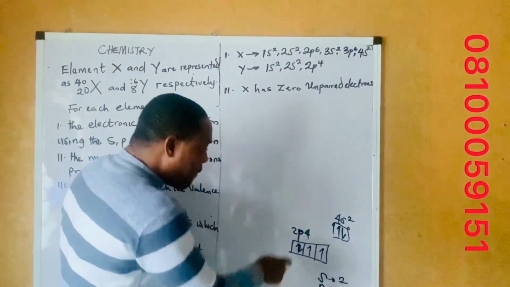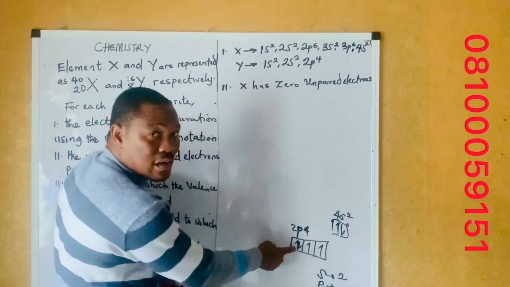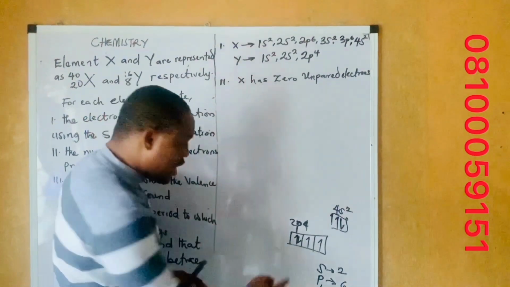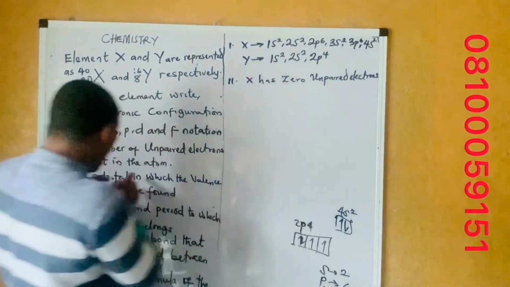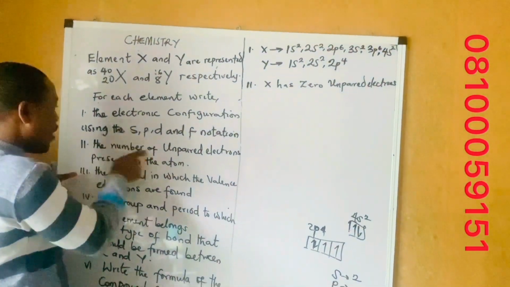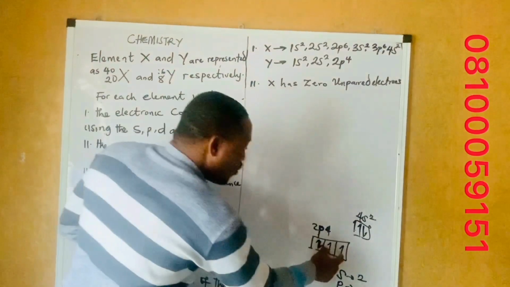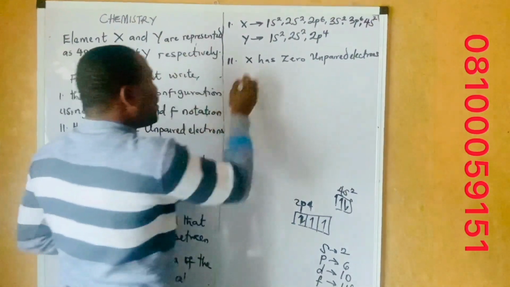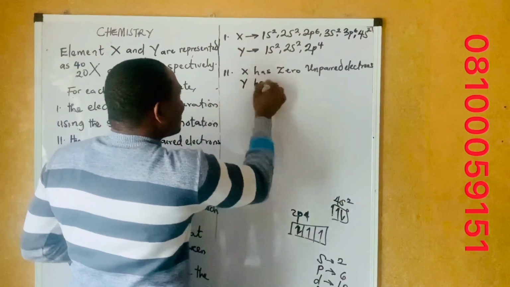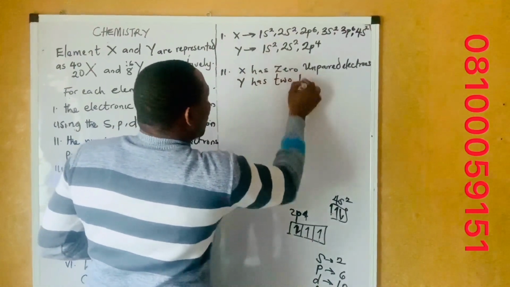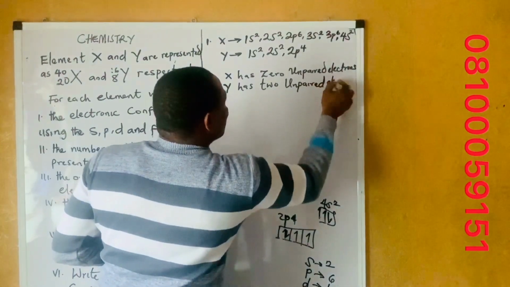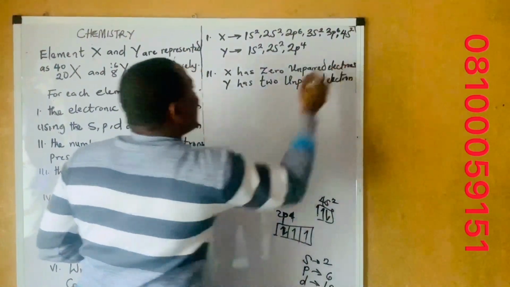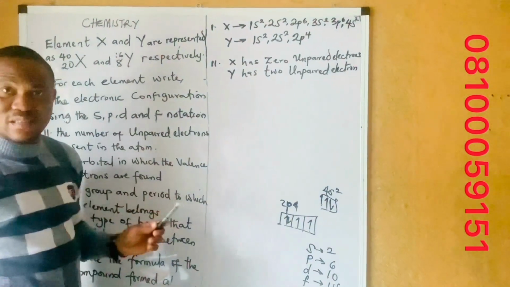So how many paired do we have here? Just 1. How many unpaired do we have? 2. You have 2 electrons that are unpaired, but this one is paired. But what did they ask us in the question? The number of unpaired electrons. So we have 2 unpaired electrons, meaning Y has 2 unpaired electrons. That is sorted. Very clear.